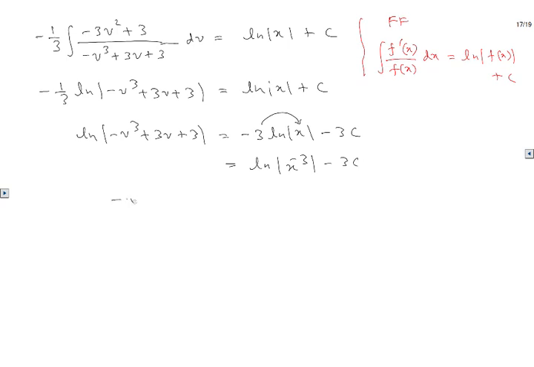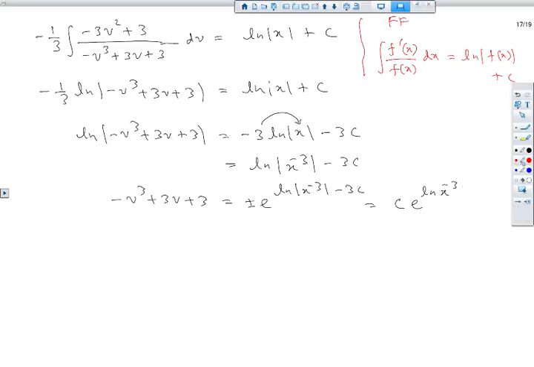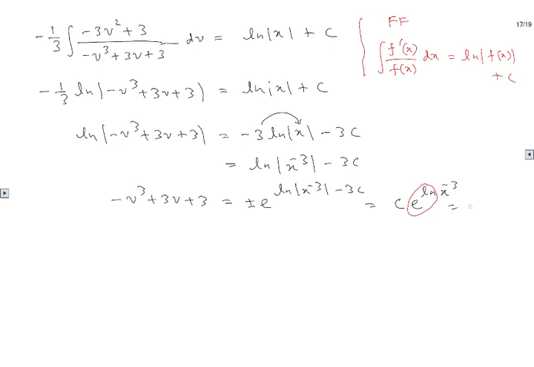So that means -v³ plus 3v plus 3 is plus or minus the exponential of ln x to the -3 minus 3c. Using the same trick that we used several times, you can rewrite this as c times e to the ln x to the -3, and then you know that this can cancel out, so you end up getting cx to the -3. Okay, good.